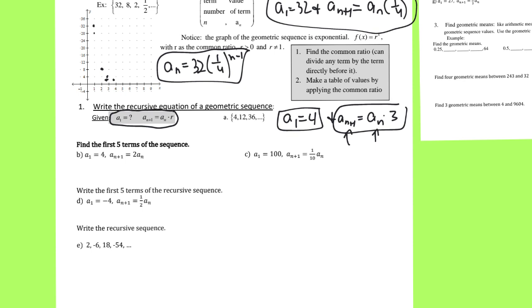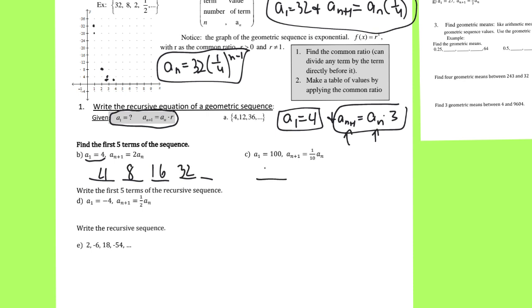Let's find the first 5 terms of this one. It says the first term is 4, so start with 4. And then see if you can read this. It says to get to the next term, you do 2 times the value of any given term. So you times it by 2, so you get 8, you get 16, you get 32, you get 64, etc.